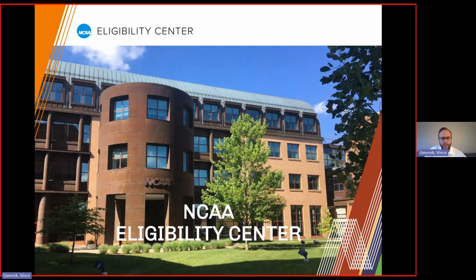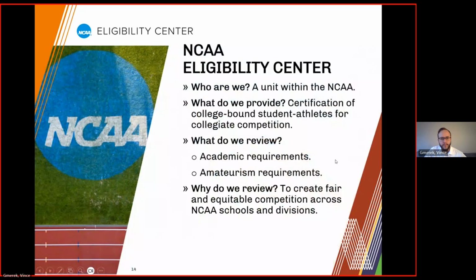So now we're going to talk a little bit about the Eligibility Center. This is a photo of the outside of our office here in Indianapolis, Indiana. So what is the Eligibility Center? Well, we're a unit within the NCAA. We provide initial eligibility, academic and amateurism certifications for college-bound student athletes that are required for collegiate competition at NCAA schools. And the basic idea of why we do what we do is to create a fair and equitable competition across NCAA schools and divisions, while also ensuring that incoming student athletes are college ready before they're able to compete in their sport.